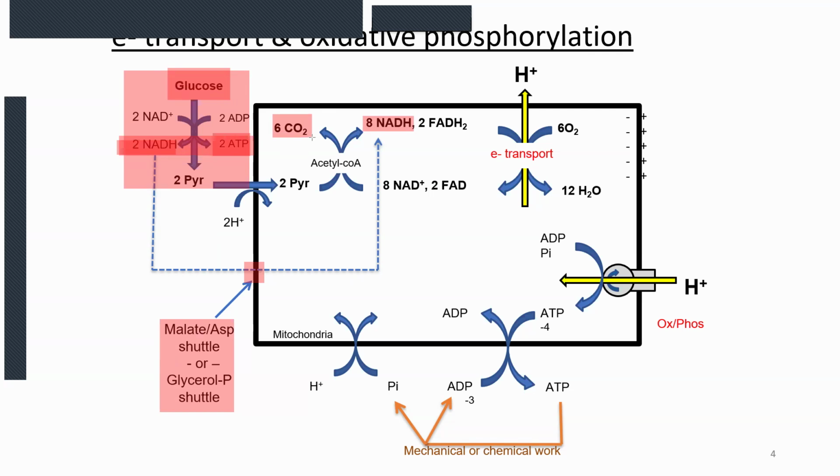We get six CO2 from that. So that is the complete oxidation of glucose down to six CO2. We also get eight NADH, two FADH2. Okay, so I've kind of reframed this because one of the things that I'm not accounting for, but it's just not as high of a priority, is the ATP.